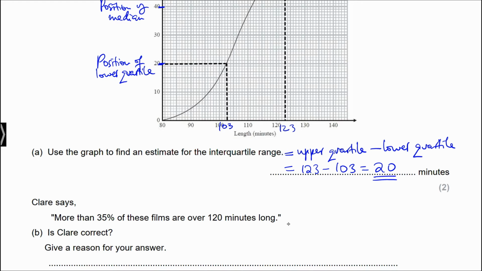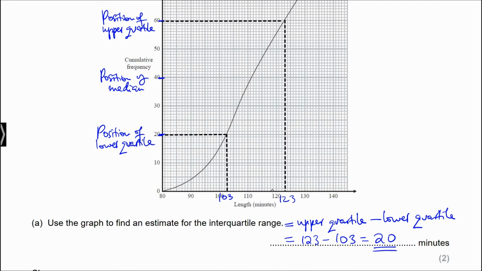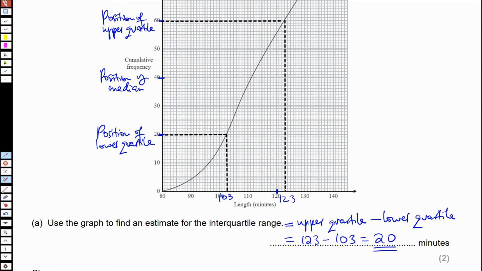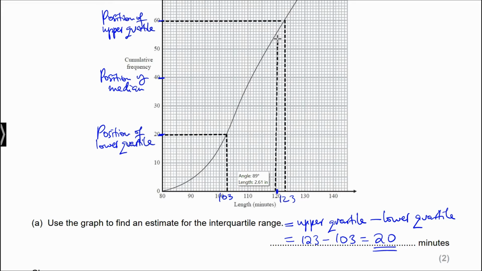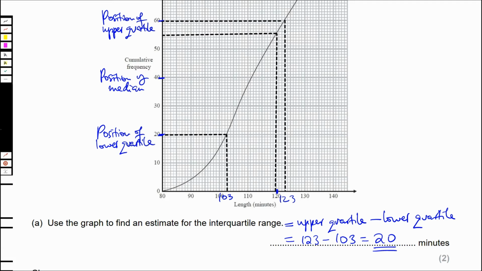So we have to check that. So 120 minutes is about here. That's 120 minutes. So we need to check how many, we need to find out the number of films that are over 120 minutes. So again, this is the point where you take your ruler and draw a vertical line from 120 all the way up to the line, and then a horizontal line all the way across from that point, so somewhere around there. Now again, if you look carefully, this is about 55.